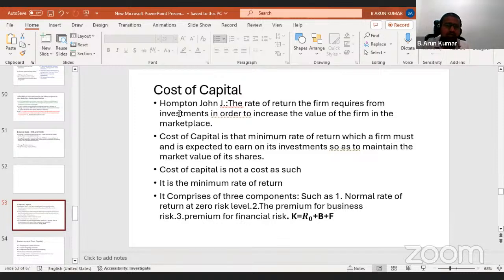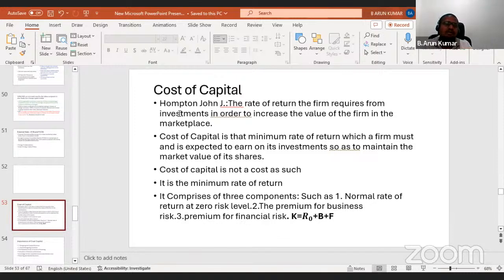So it is a combination. Cost of capital is nothing but a combination of all the different sources of capital we are using. Then we repay for each particular source. We take the loan from the debenture holders, then we pay the interest to the debentures.